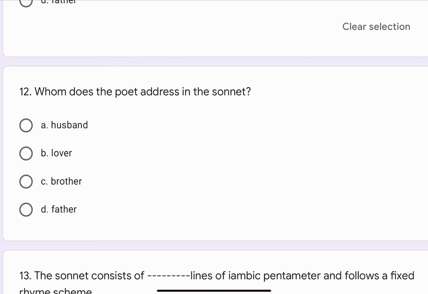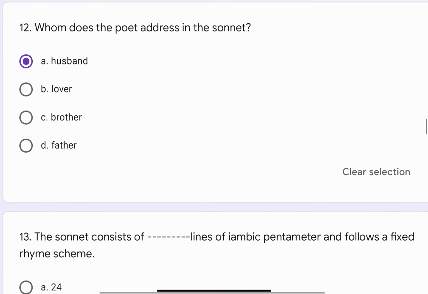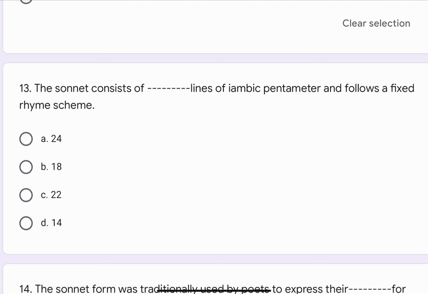Question number 12. Whom does the poet address in the sonnet? Options are A. Husband, B. Lover, C. Brother, or D. Father. Correct option is A. Husband.